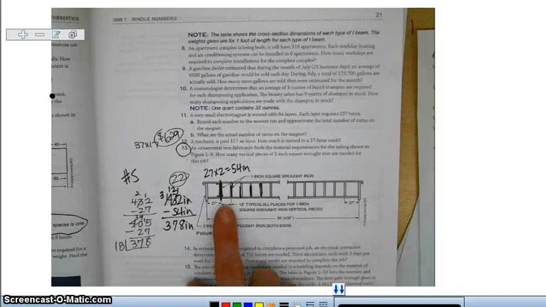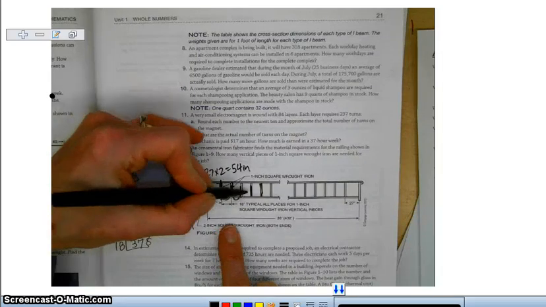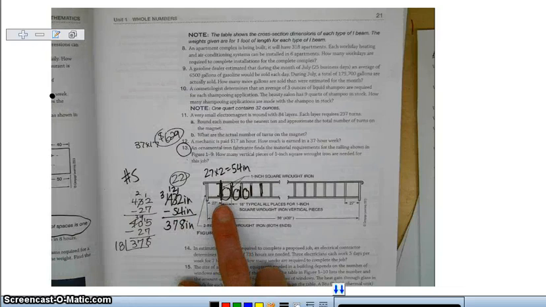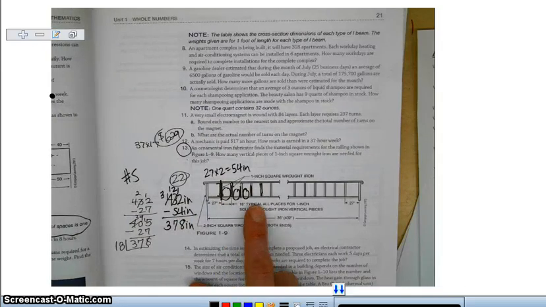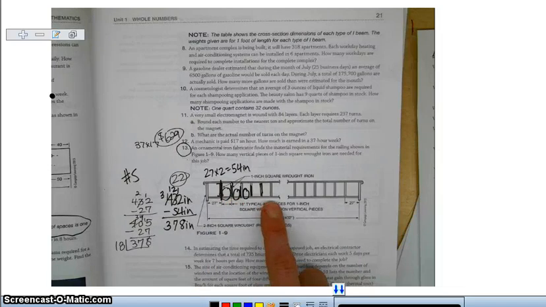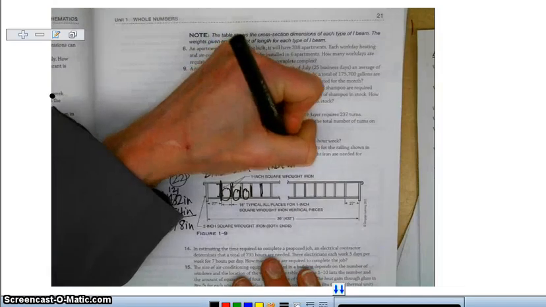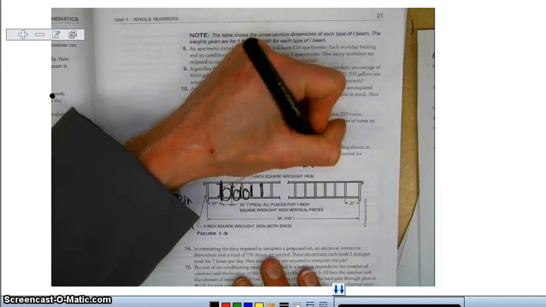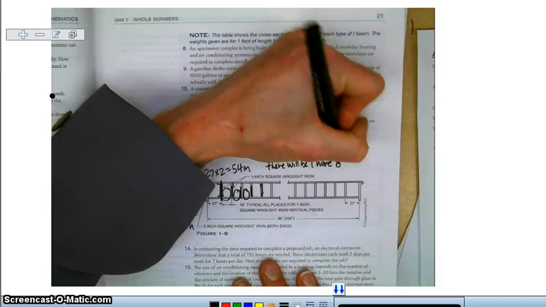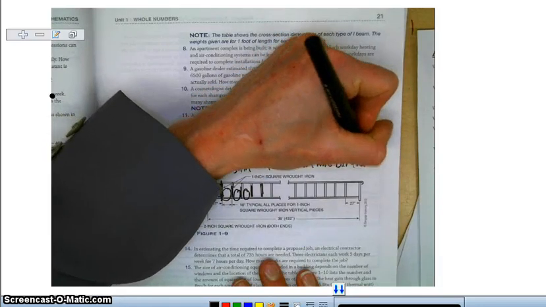So here, the spaces are what we're going to end up looking at because we want to know how far apart these are spaced. Okay, so the number of spaces is what we have to look at, but there's going to be 1 more wrought iron bar than there are spaces. So there will be 1 more bar than space.